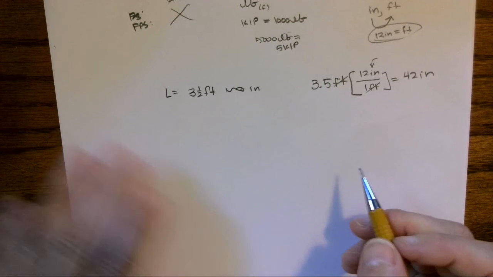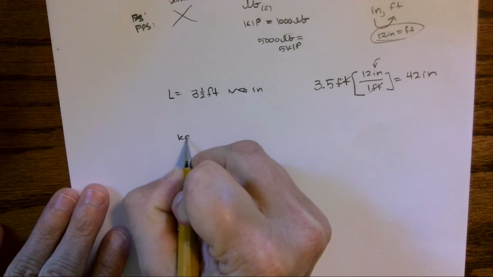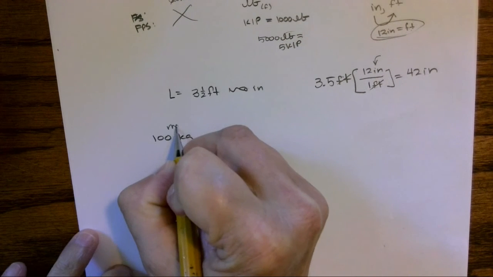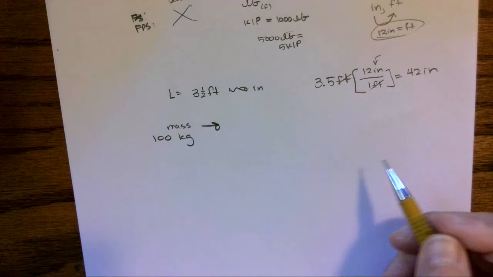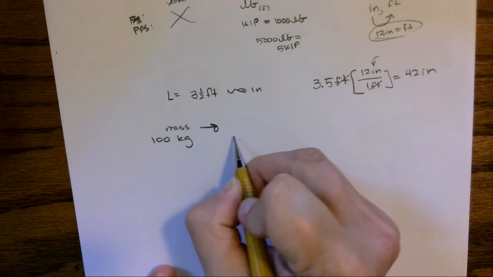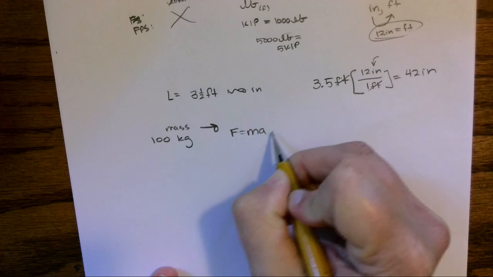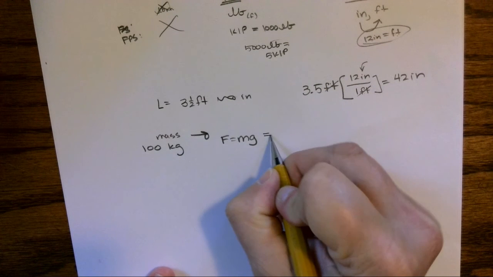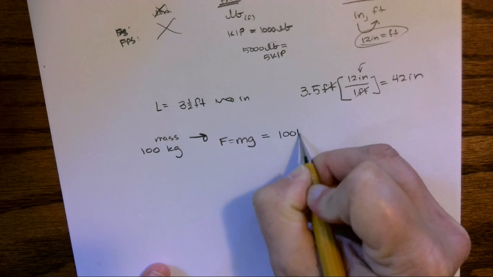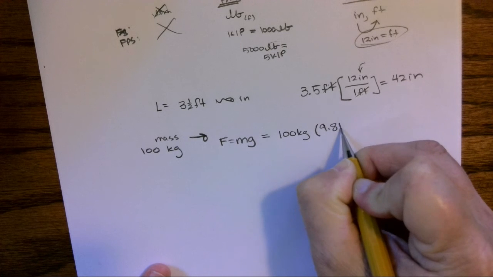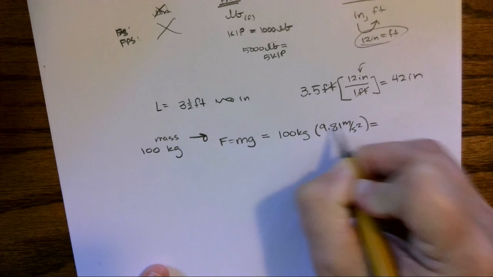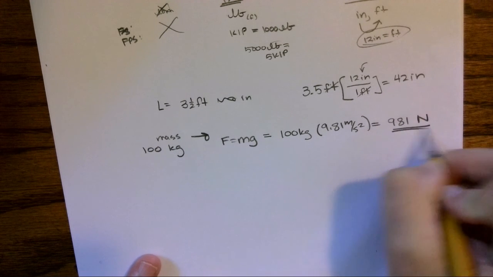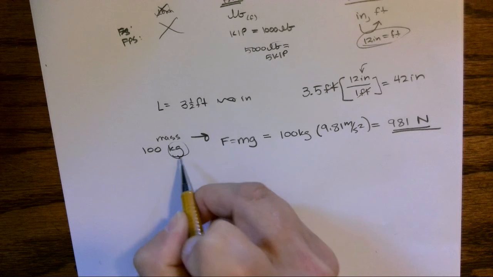If I am given something in kilograms, so like it's 100 kilograms, and that's my mass, well, we have to always convert mass into a force. Force equals mass times acceleration, and here our acceleration is gravity. So we are going to have 100 kilograms times 9.81 meters per second squared, and this gives us 981 newtons. Okay, keep in mind this is kilograms. That's what we need to use for the conversion.